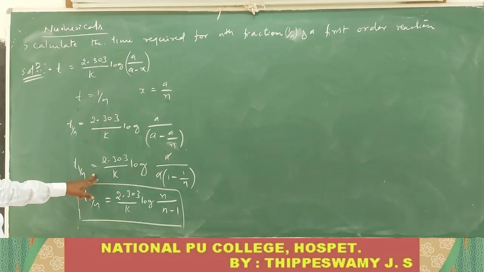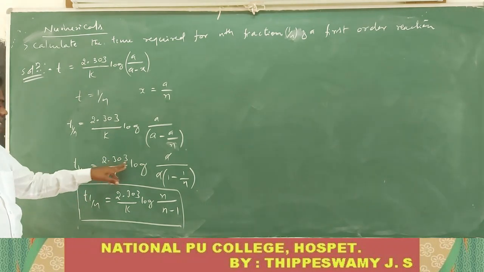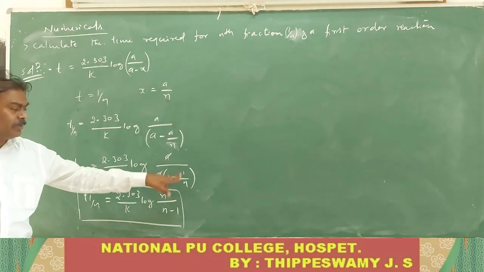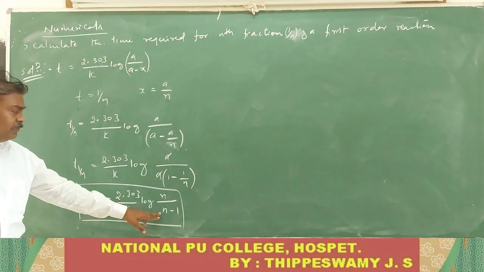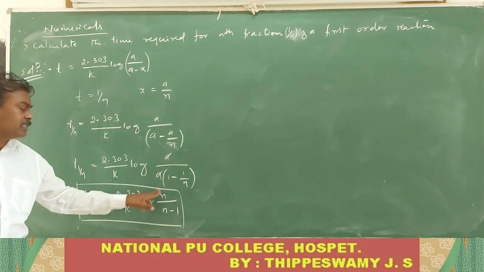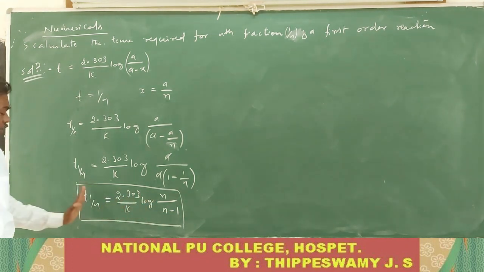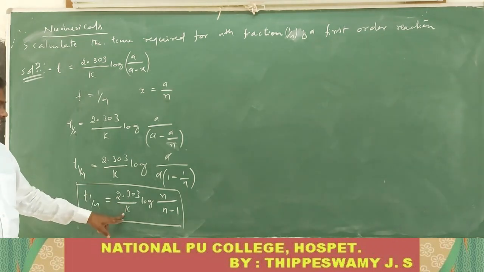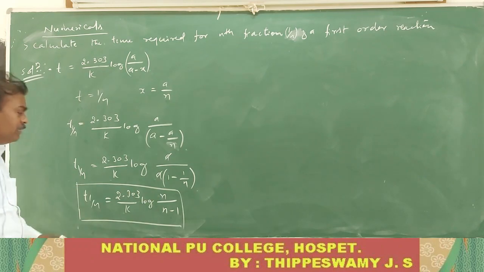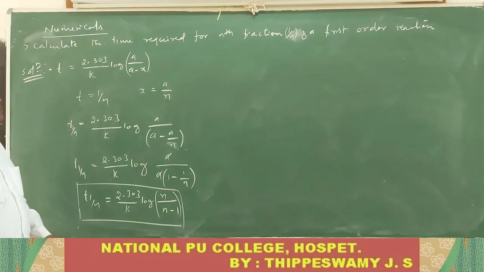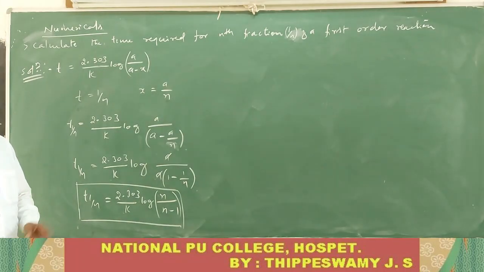Now here t1 by n is equal to 2.303 by k into log of a by, you take the a common factor, into 1 minus 1 by n. So by taking LCM, we will get n minus 1 divided by n, which will go into the numerator. So now the relation will be like this: t1 by n is equal to 2.303 by k into log of n divided by n minus 1. This is the relation for the time required for nth fraction of a first order reaction. Okay.